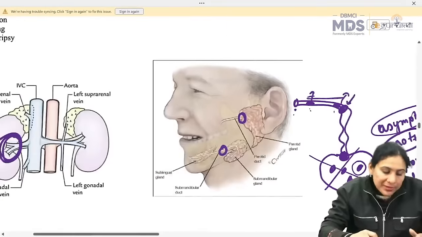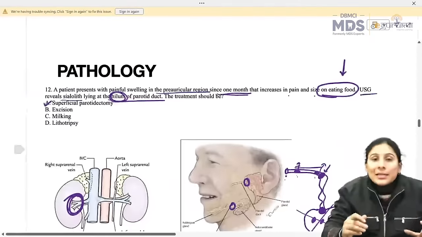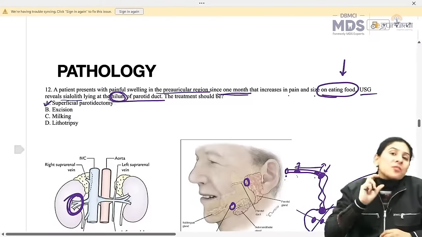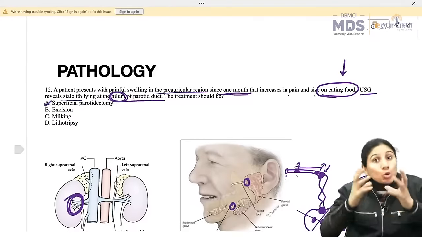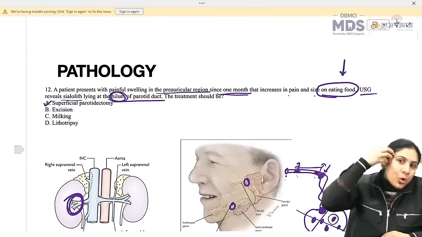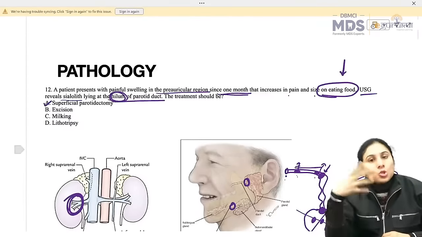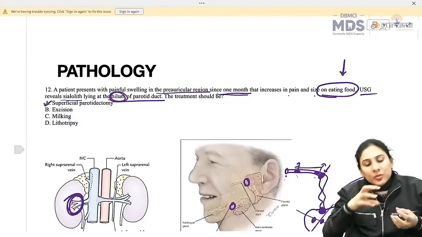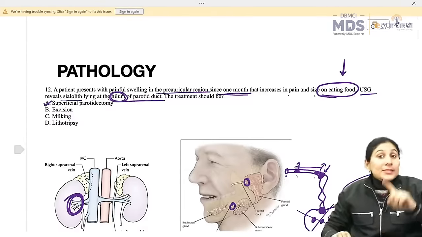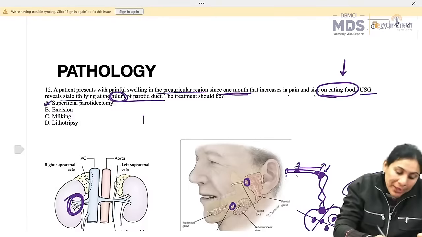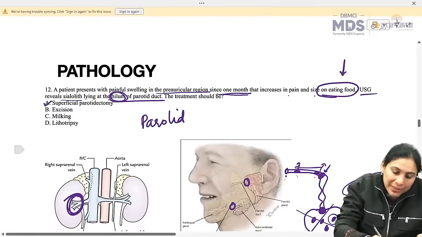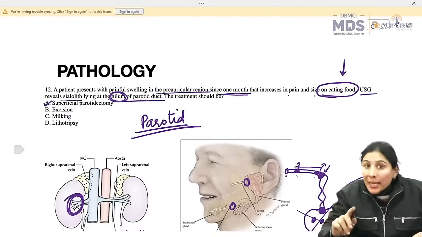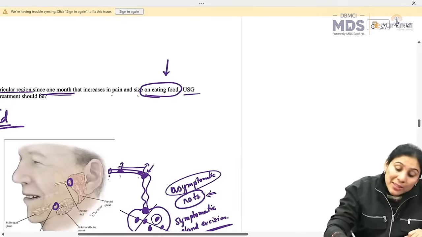The beauty with submandibular and parotid glands is that these glands are made up of two lobes. There are two lobes of submandibular gland. There are two lobes of parotid gland, a superficial lobe and a deep lobe. So instead of removing the whole gland, you can just remove the superficial lobe. This is especially important in the parotid gland. In submandibular gland, it's okay, you can remove the full gland also. But the parotid gland is special.